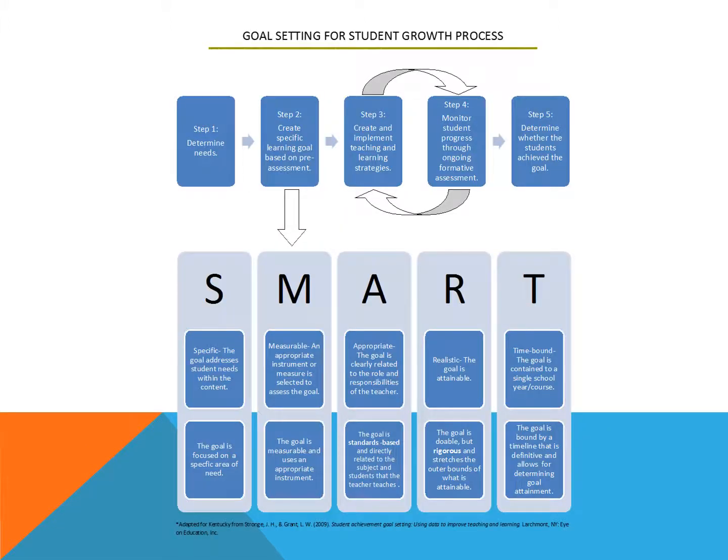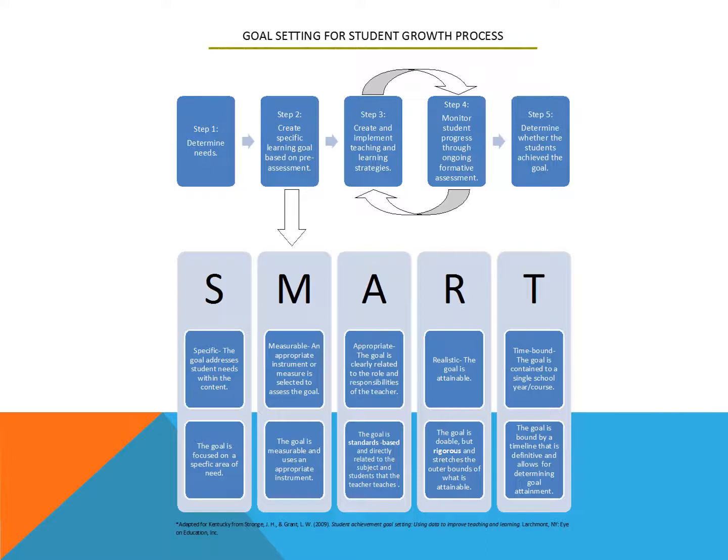Now we're ready to focus on goal setting for the student growth process. This handout is available on KDE's website. We will also provide you the direct link for further study. The first steps were completed on the previous triangle. Step 2 is creating a specific learning goal. And your student growth goal has to have SMART characteristics.